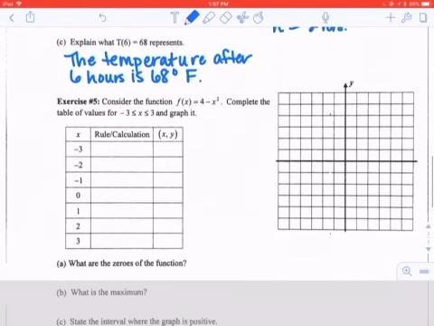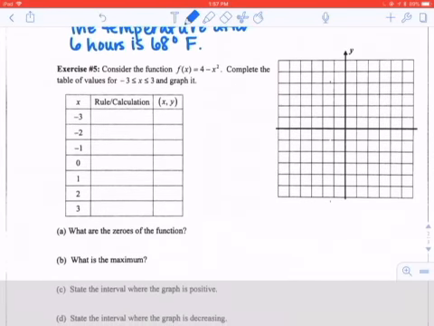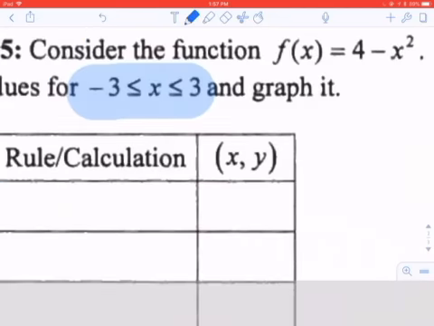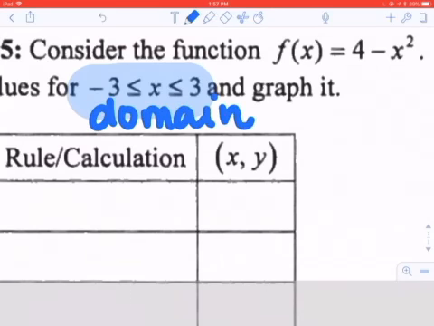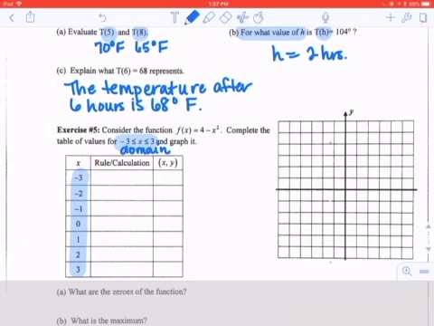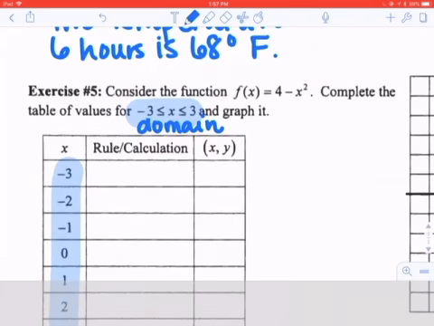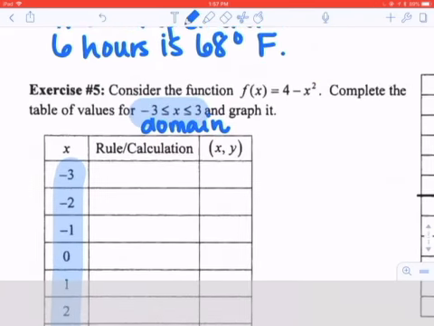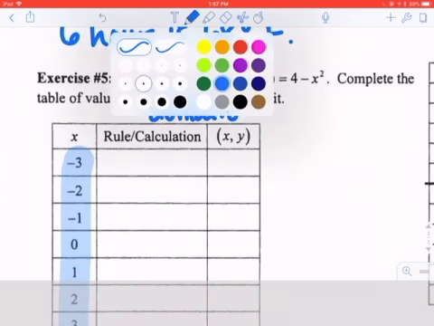Okay, and the last for this quick little review is just a single function, 4 minus x squared. So we're going to evaluate that for -3 to 3. That's our domain. From -3 to 3, remember domain is your possible x values. And 4 minus x squared. So I'm just going to give you the points that we get here, okay? I'm going to write them in. You can get them from your table.